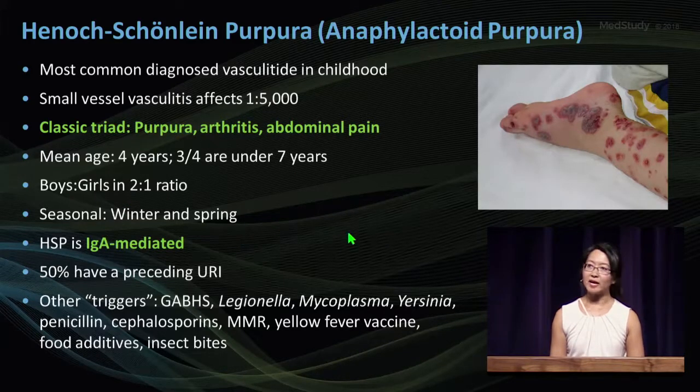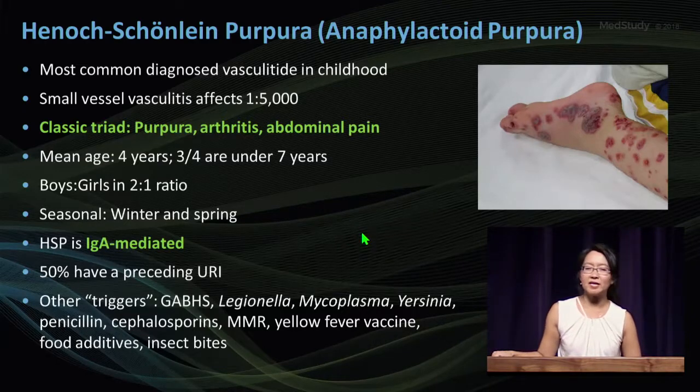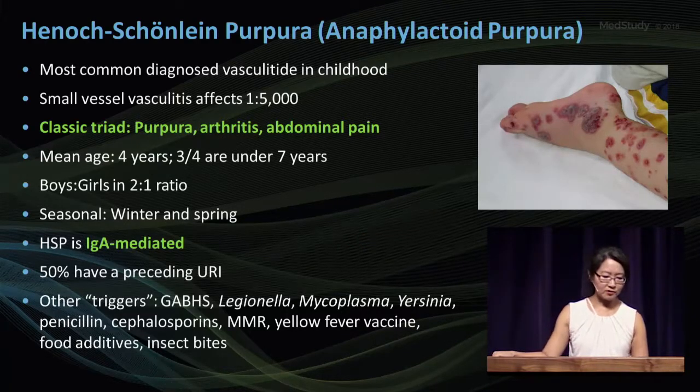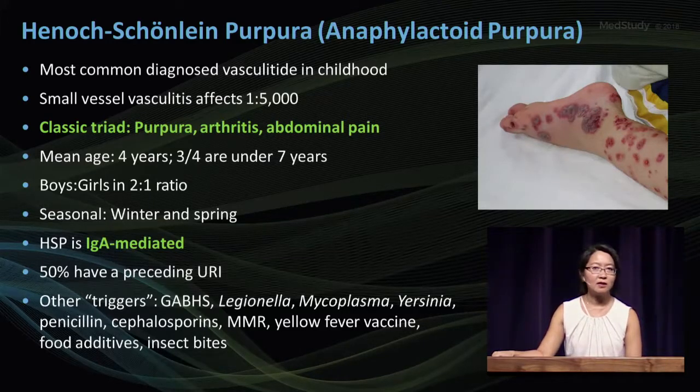And there's a seasonal pattern. Typically, we see a lot more HSP cases in the winter and the springtime. And perhaps there's an infection that could be contributing to the inflammatory response and immune derangement. About 50% of patients will have a preceding upper respiratory infection. And the hallmark of this disease is elevated IgA levels. In fact, if you biopsy the rash, you'll see the IgA. That's why they call this an IgA vasculitis.